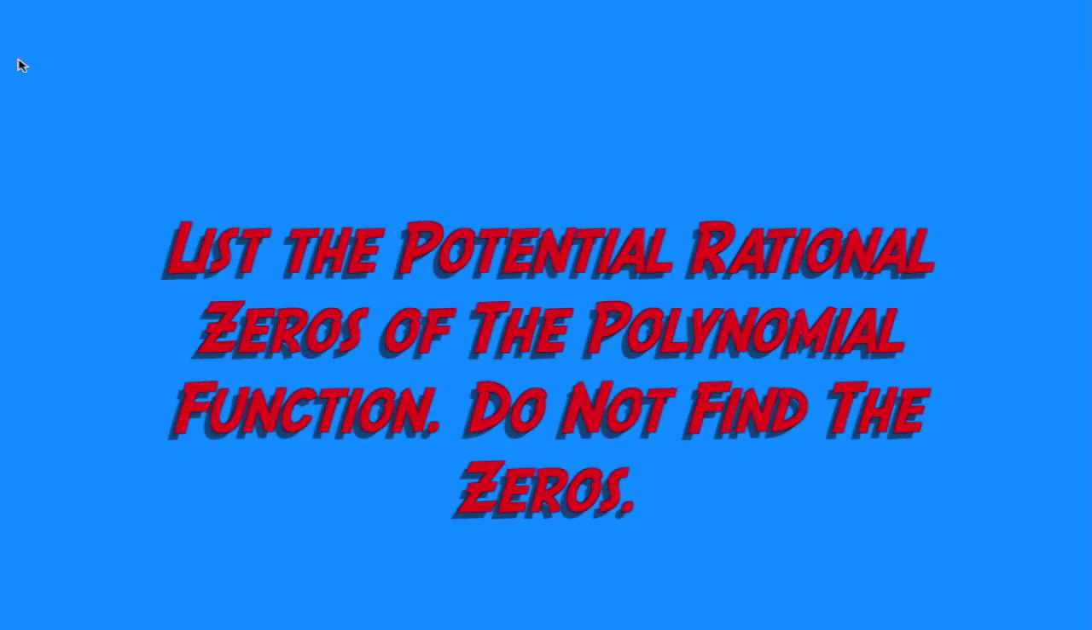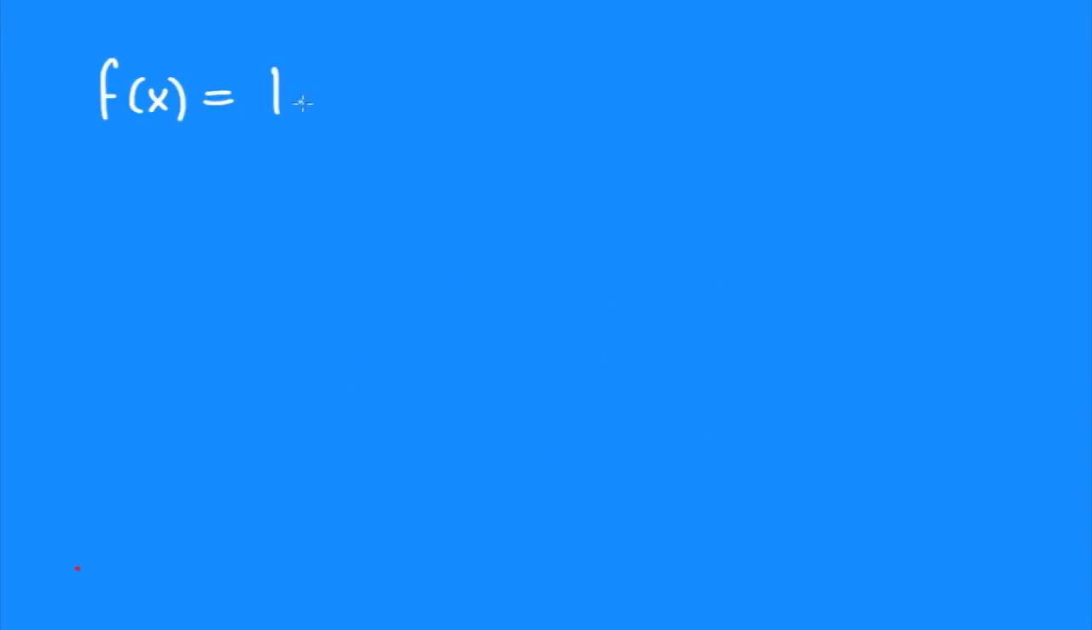Now, let's do another type of problem. It says, list the potential rational zeros of the polynomial function, without finding the zeros. So let's list the potential rational zeros of f(x) equals 11x cubed minus x squared plus 3. How are you going to find the potential rational zeros? We're going to look first for our p and our q. Now our p is going to be factors of the last number of your polynomial, and our q, factors of the first number.